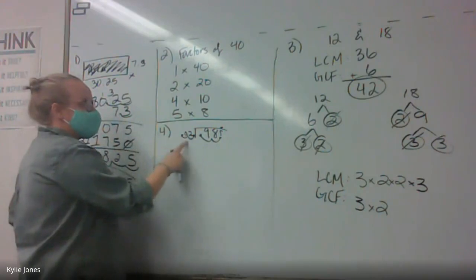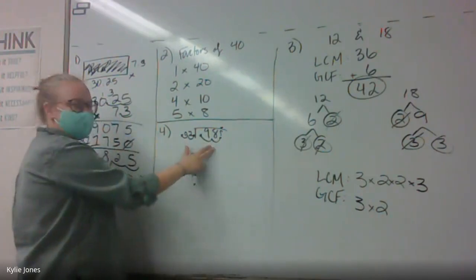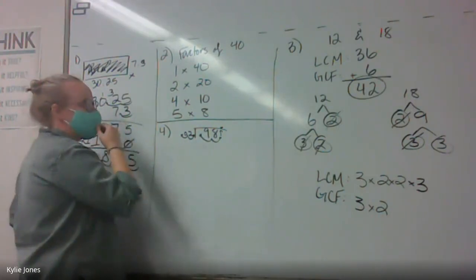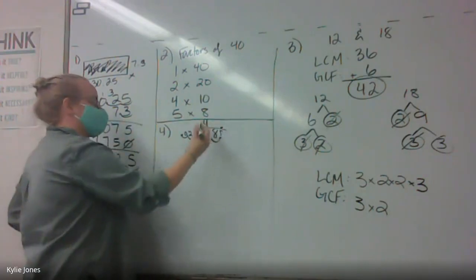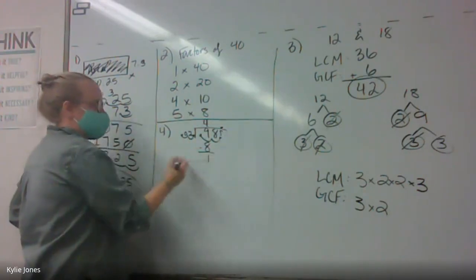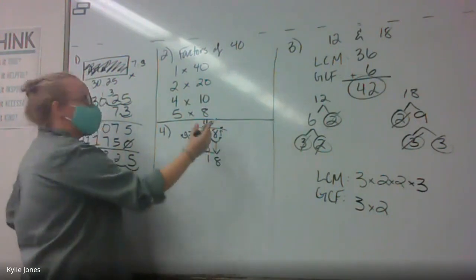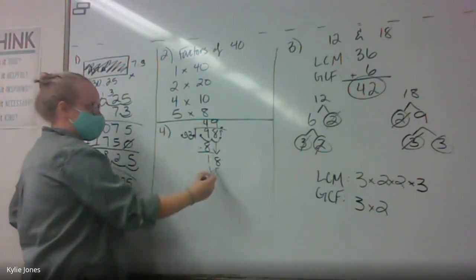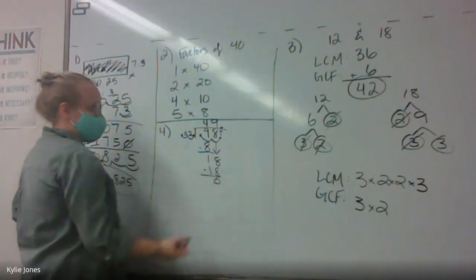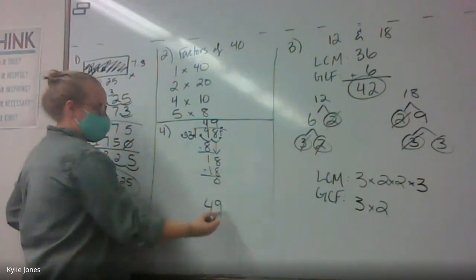So now we can do 2 and divide that into 98. Does 2 go into 9? Yeah, 4 times. Subtract and get 1, drop down your 8. Does 2 go into 18? Yeah, 9 times, evenly. So our answer here is 49.